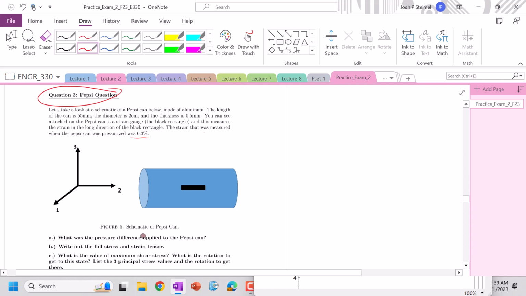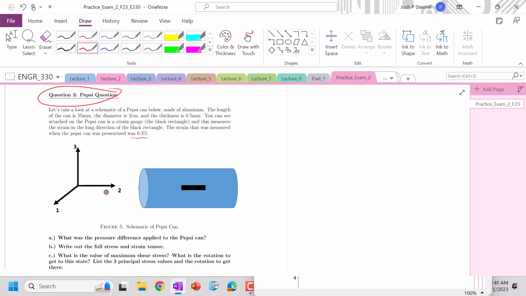What's the pressure difference? Okay, so we know that one coordinate system. So we'll see our direction here. And actually this is basically through the thickness. We can kind of see around. We'll see this in just a second. Whether you put a stress in the 1 or 3 doesn't matter too much.